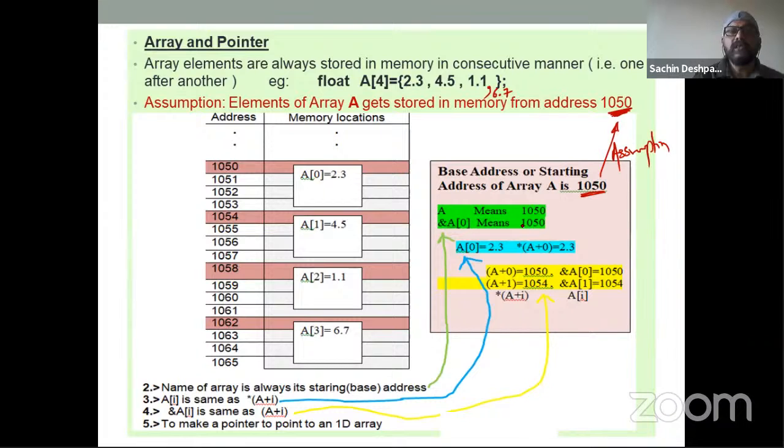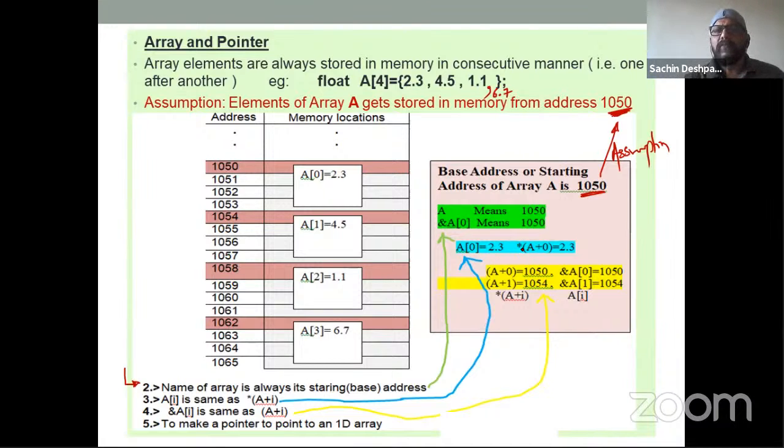Now the meaning of this is the name of an array is always its starting address. So if you just write down A, it means that it is a starting address. And what is the address of the very first element of an array, that is A of 0? It is also 1050. But obviously, the first element's address is always the starting address, the base address. And now A of 0 means value.